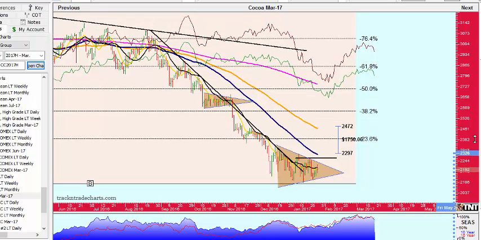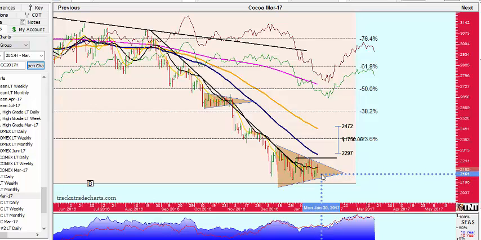We are looking at the March cocoa contract. That's CCH7. March cocoa is currently trading around 21.35 or so, just getting hammered again to the downside, down around 55 points or about 2.5%. This is an end of day chart, so that would put you right around here, testing the bottom edge of this triangle that you see on the chart.